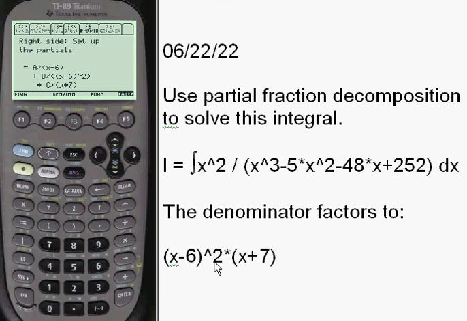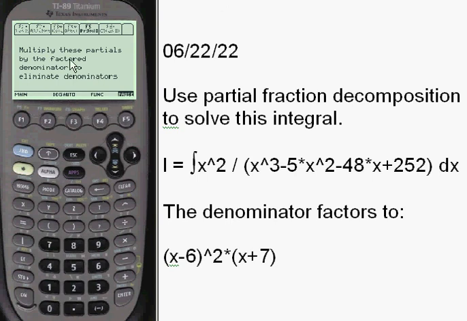Very important point for partial fractions. And even if you don't have the calculator, you're going to be able to do that. And then C would be over x plus 7. Okay? So I've done that for you here. The calculator does that.